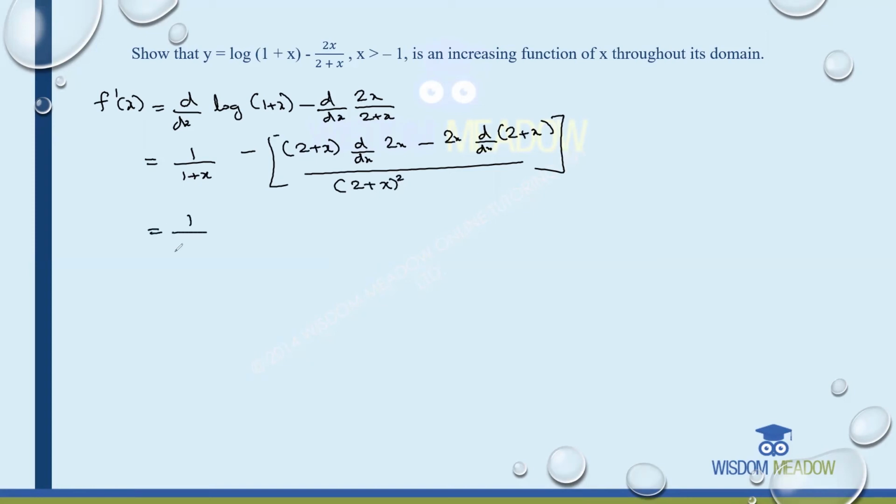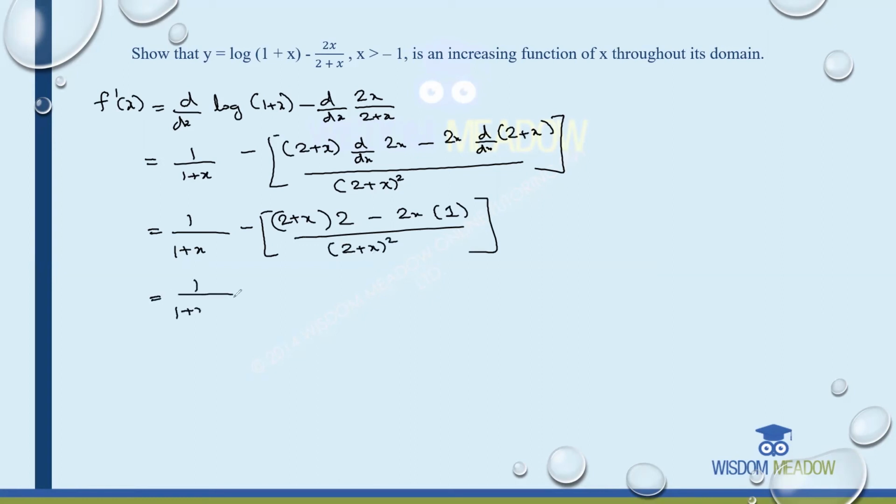So 1 over 1 plus x minus 2 plus x, the derivative of 2x is 2, minus 2x into the derivative of 2 plus x, which is 1, over 2 plus x the whole square. So 1 over 1 plus x minus, opening it up, you get 4 plus 2x minus 2x over 2 plus x the whole square, 2x gets cancelled. So 1 over 1 plus x minus 4 over 2 plus x the whole square.